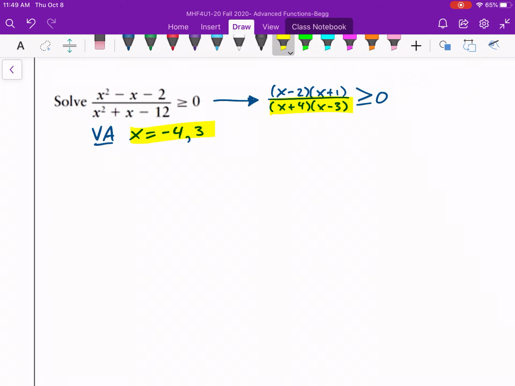The x-intercepts are going to give me some more points I need to consider. So from the numerator, I can get my x-intercepts, and those are going to be x equals positive 2 and negative 1, setting those equal to 0. Anything else? If I was graphing it, I could look for the y-intercept and the horizontal asymptotes, but none of that really matters at the moment, because all I care about is where the graph is going to be above the x-axis and where it's going to be below the x-axis.